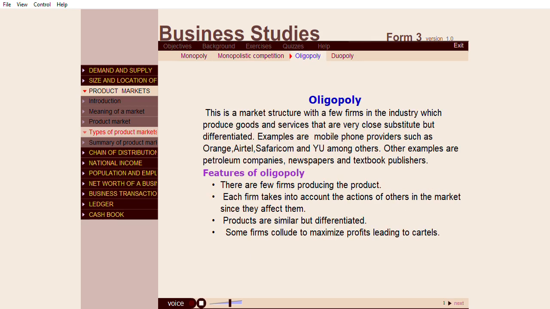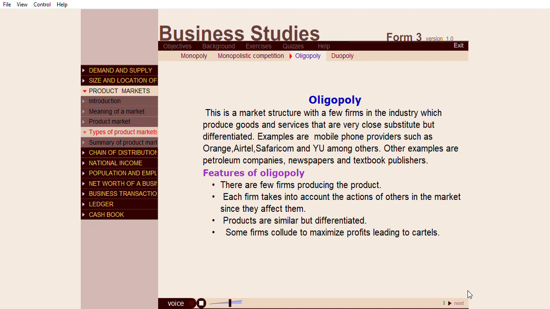Oligopoly. This is a market structure with a few firms in the industry which produce goods and services that are very close substitutes but differentiated. Examples are mobile phone providers such as Orange, Airtel, Safaricom, and Yu, among others. Other examples are petroleum companies, newspapers, and textbook publishers.